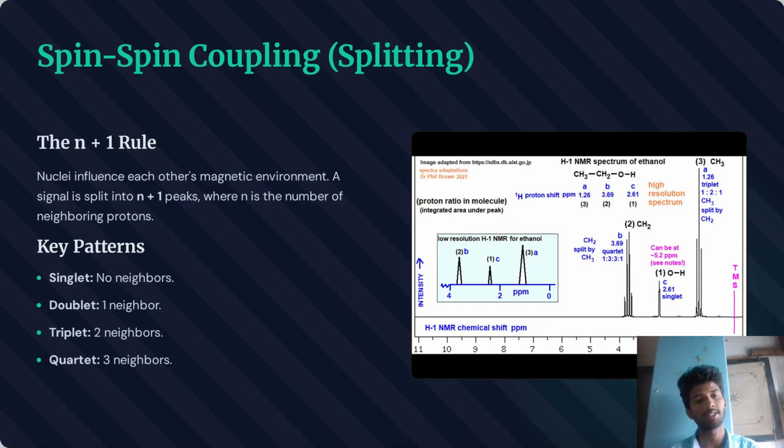Spin-spin coupling and splitting. The N+1 rule. Nuclei influence each other's magnetic environment. A signal is split into N+1 peaks, where N is the number of neighboring protons. Key patterns: singlet, no neighbors; doublet, one neighbor; triplet, two neighbors; quartet, three neighbors.